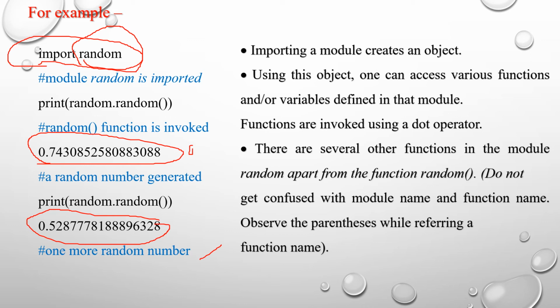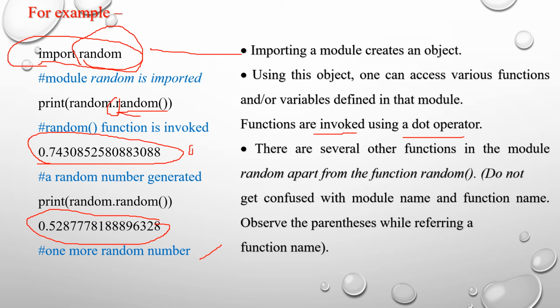In this example, first we import a module, which creates an object. The module is random. Using this object, one can access the various functions and variables defined in the module. The functions are invoked by using a dot operator. So this is the function name, random(), the random function, and this is the dot operator.